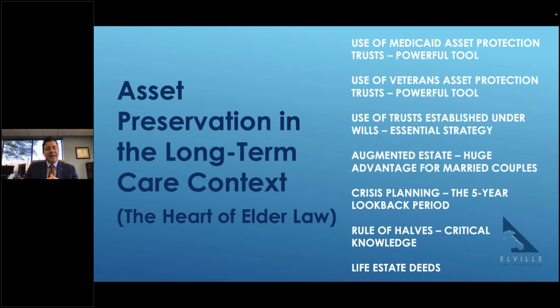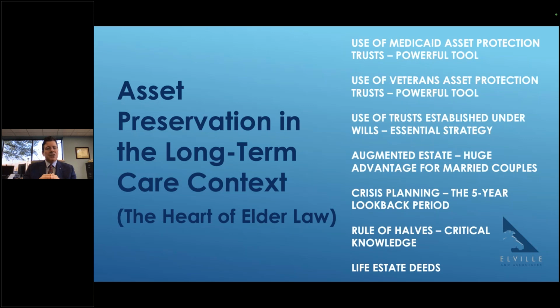The rule of halves has to do with someone who doesn't divest assets in advance, but wants to save some of the assets because a crisis situation has occurred. And to make a long story short about the rule of halves, it is a wonderful technique that is still available to us to be able to preserve about 50% of any remaining assets if a person has to go into a long-term care skilled nursing facility.